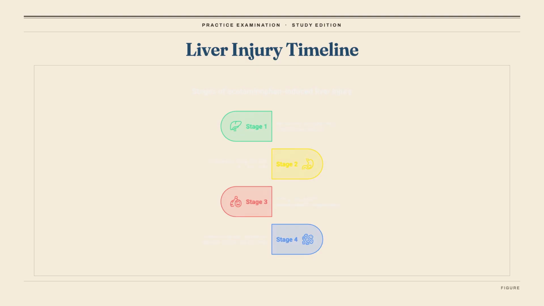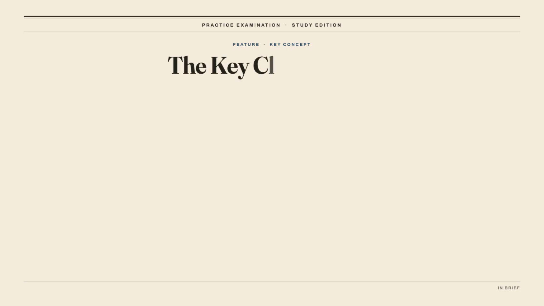Picture the liver itself moving through this timeline: healthy and quiet in stage 1, swelling and leaking enzymes in stage 2, failing outright in stage 3, then regenerating in stage 4. The liver's unusual regenerative capacity means survivors of stage 3 often recover completely, not partially.